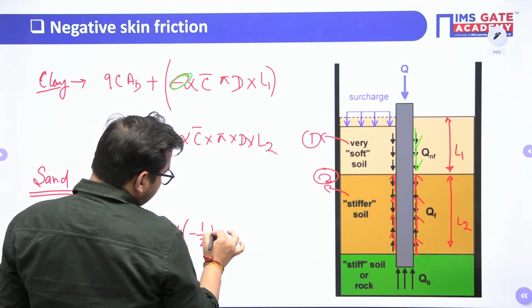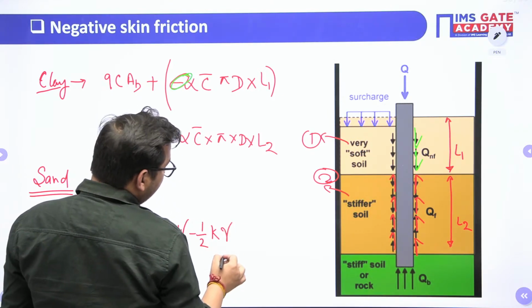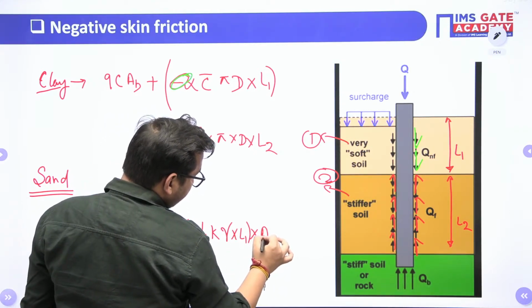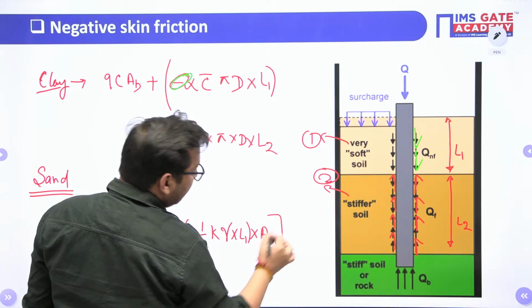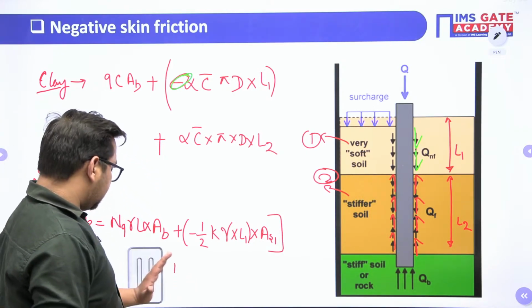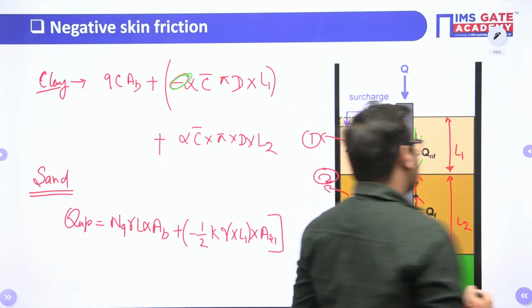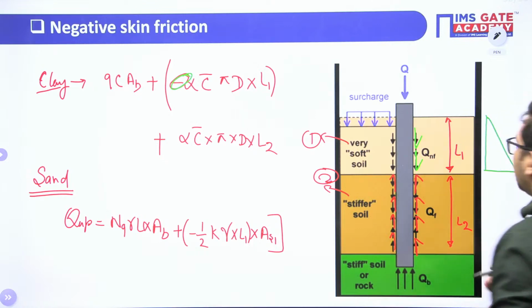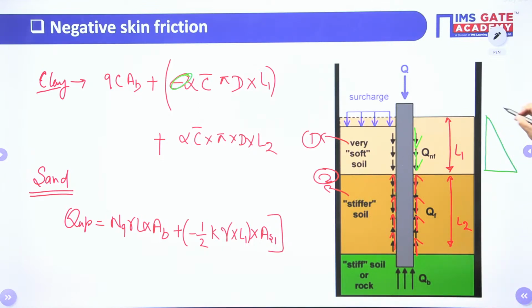minus half K gamma L1 into AS1, area at side 1, plus, now try to understand. This half was for what? This was the average stress value up to this point. It was 0 here, it was gamma into L1 here, right? Or if I talk about the horizontal stress, it will be K into gamma into L1 here. So you have taken the average of these two.